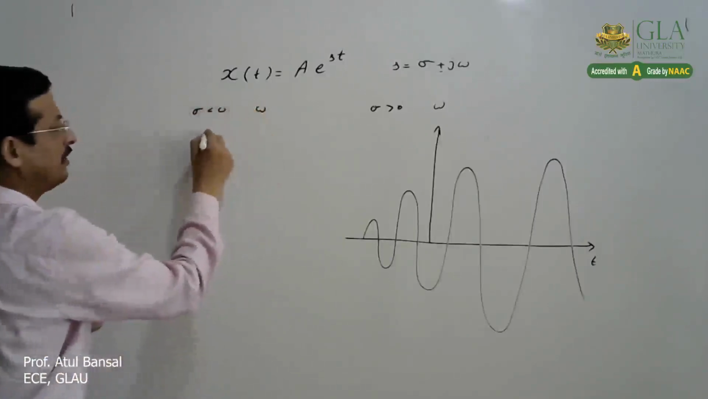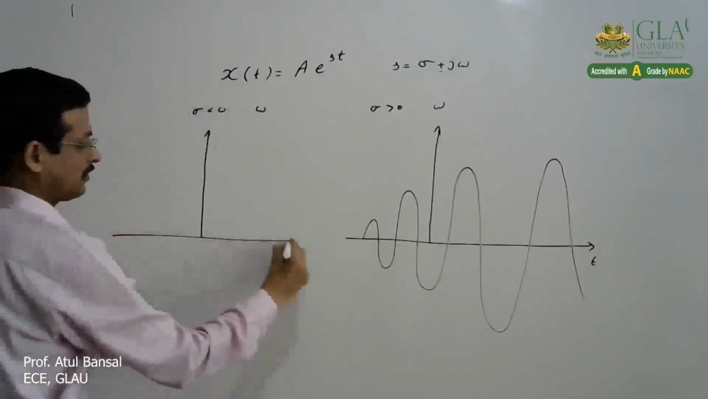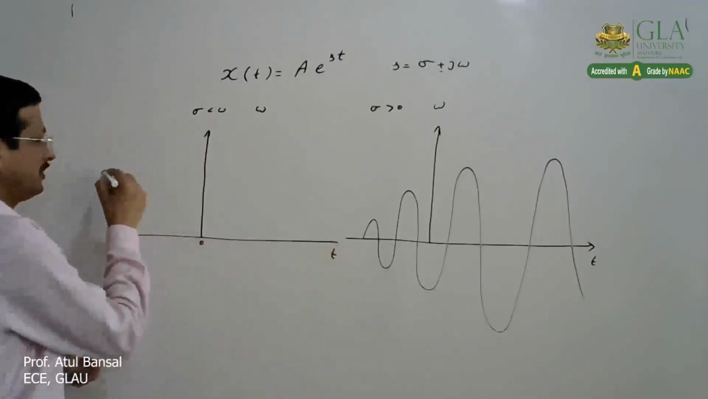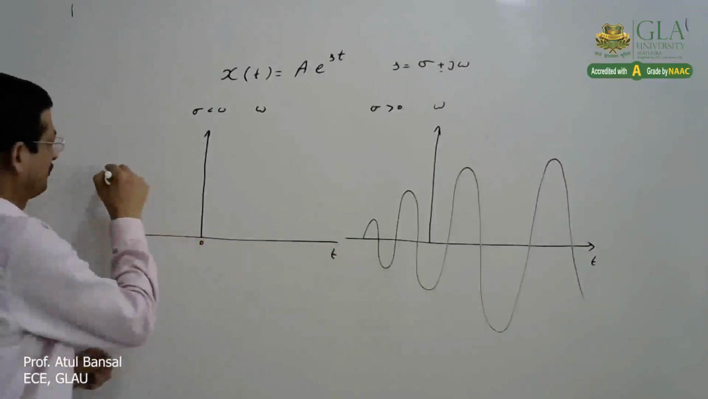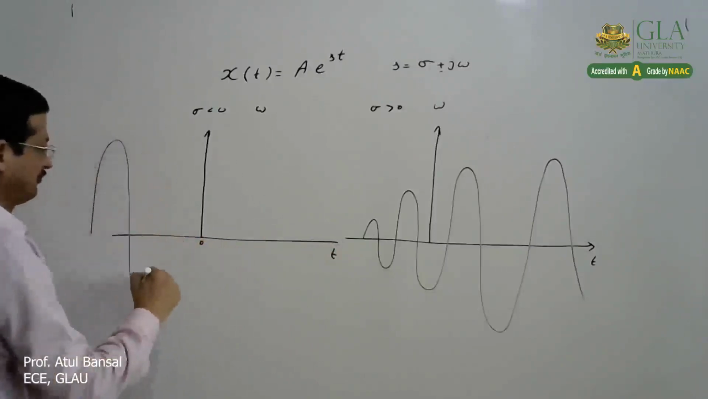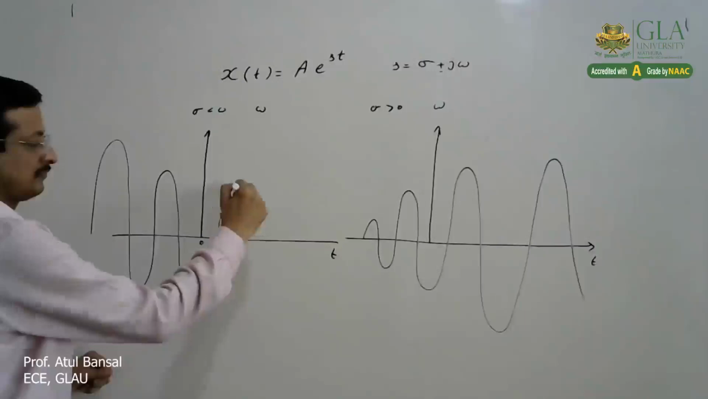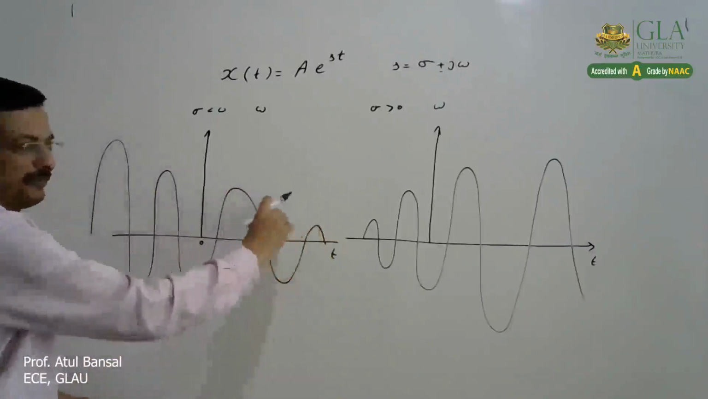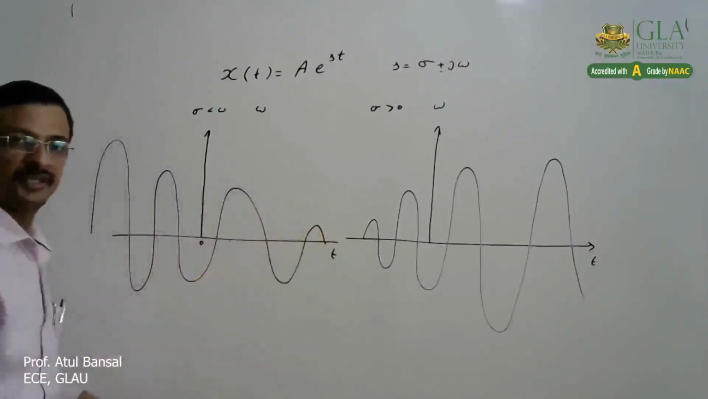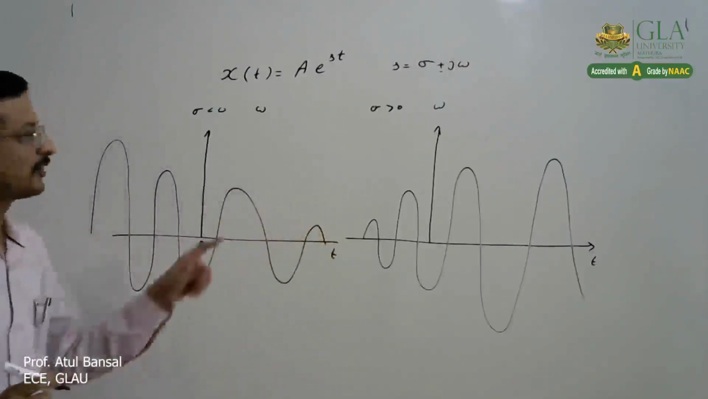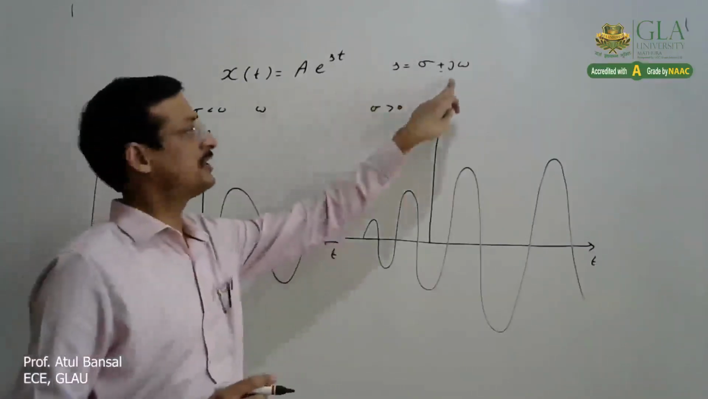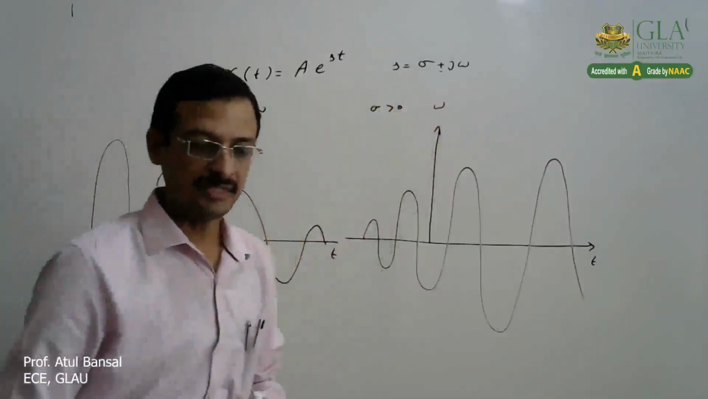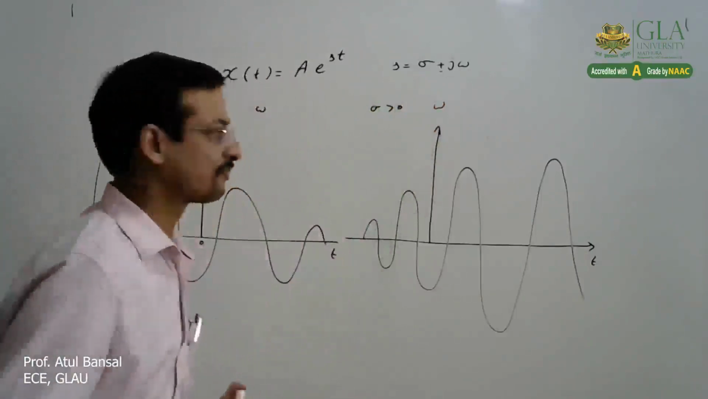And if sigma is less than 0, and we have omega, this will be an exponentially decaying sinusoidal function. Like this. So again, if you look at the envelope, it is exponentially decaying, but because of the frequency term, the imaginary term, it has the shape of a sinusoidal signal. That is the complex exponential signal.